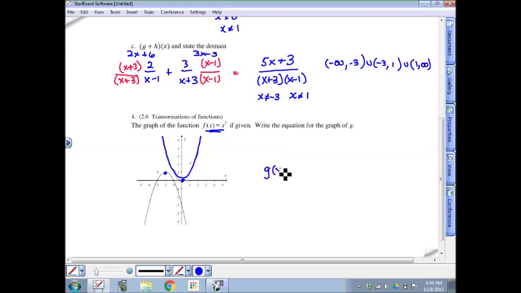So g of x, first of all, in order for it to move 2 units to the left, a plus 2 needs to be inside the function. To move it up 1, a plus 1 needs to be outside the function. And then to flip it upside down, there's a minus sign. And it's important that the minus sign is outside of the function. This negative sign is outside the function.